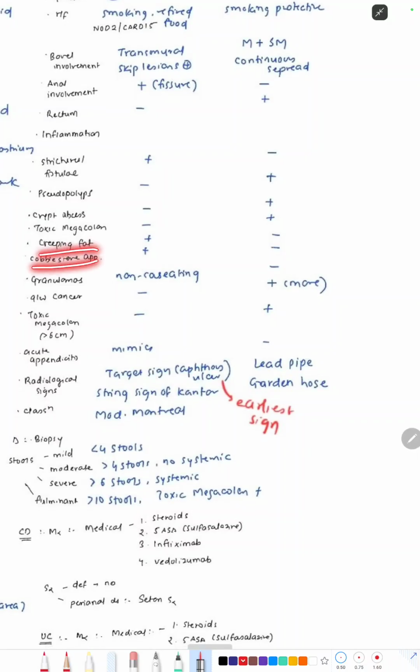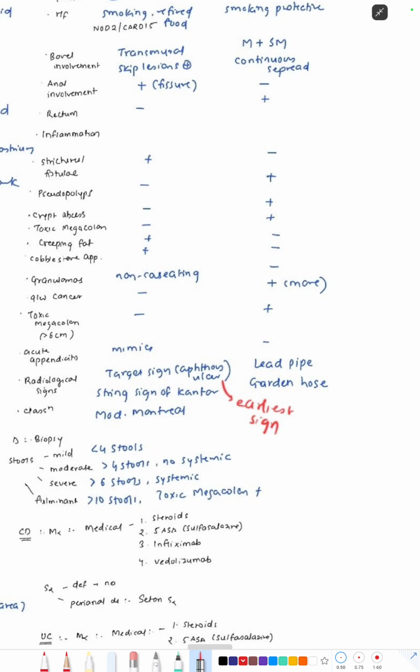Then the cobblestone appearance, creeping fat in Crohn's disease. The granulomas, non-caseating granulomas, are seen in Crohn's disease. The earliest sign of Crohn's disease is the aphthous ulcers. And also the string sign of Kantor is a radiological sign of Crohn's disease. Acute appendicitis-mimicking lesions are also seen in Crohn's disease. While the radiological signs of ulcerative colitis include the lead pipe or Gardner's rigidity. Ulcerative colitis has more risk of turning into cancer as compared to Crohn's disease. And the classification used for Crohn's disease is the modified Montreal classification.